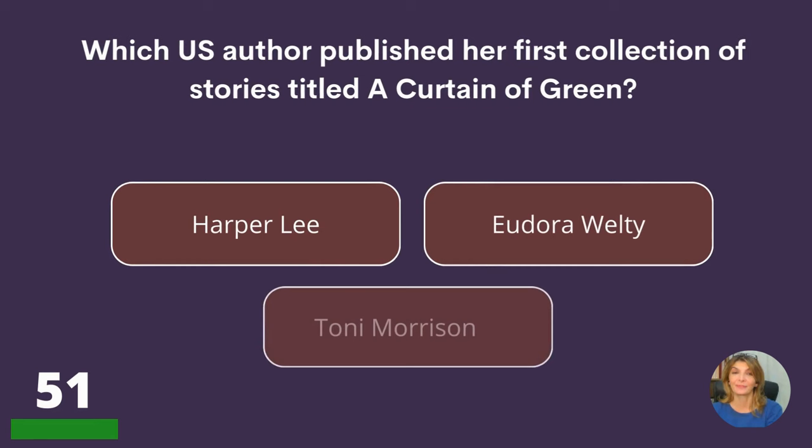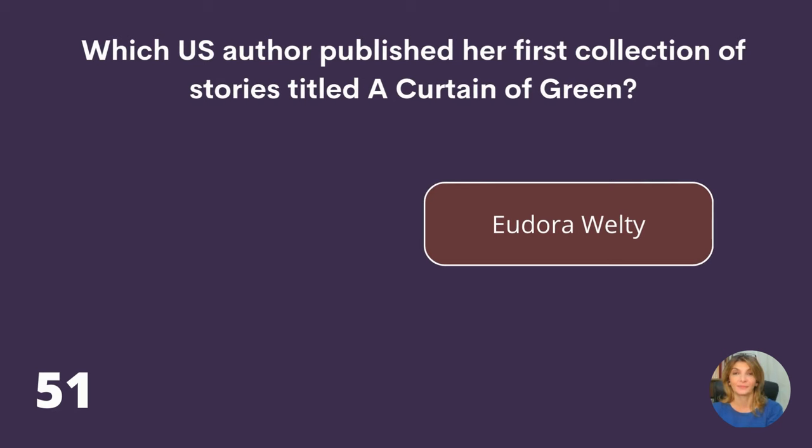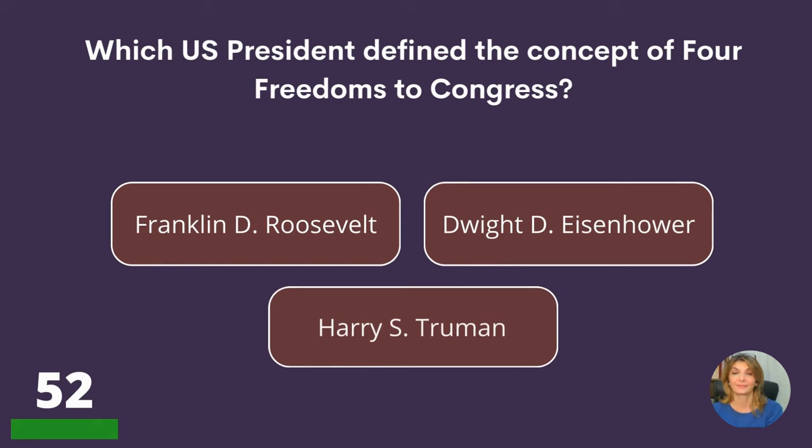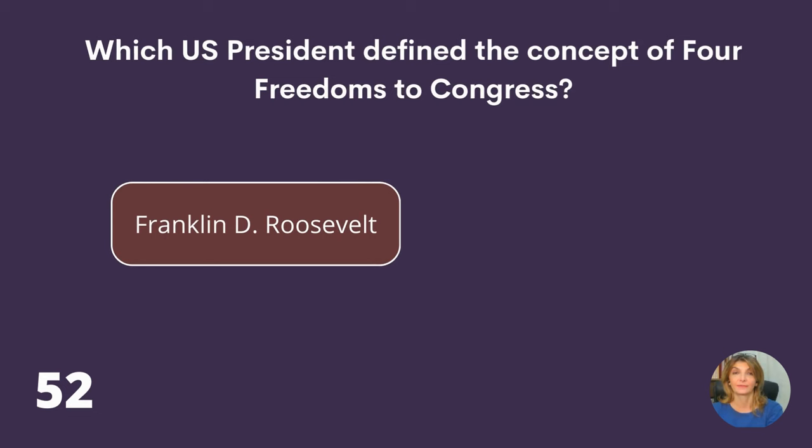Which US author published her first collection of stories titled A Curtain of Green? Harper Lee, Eudora Welty, or Toni Morrison? Eudora Welty. Which US president defined the concept of four freedoms to Congress? Franklin Roosevelt, Dwight Eisenhower, or Harry Truman? Franklin D. Roosevelt.